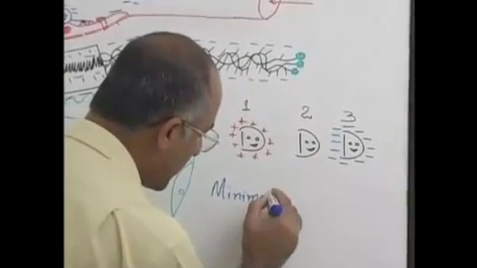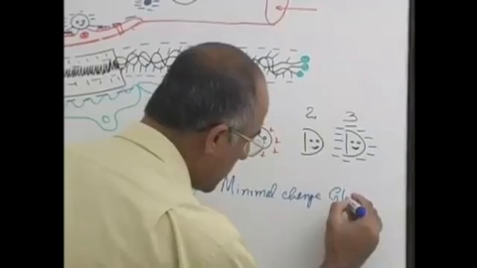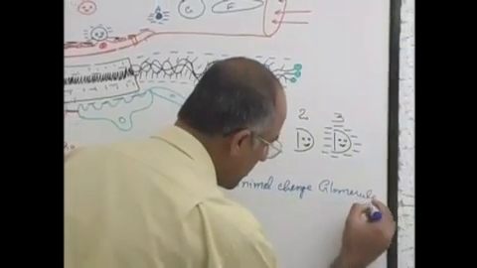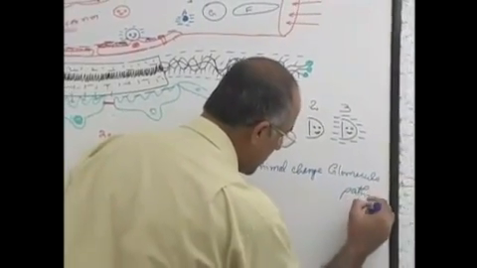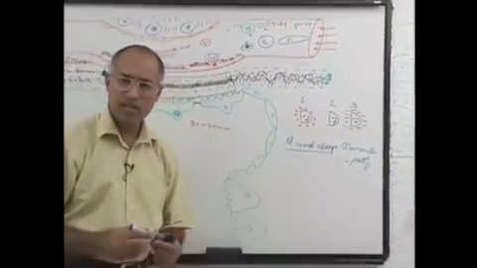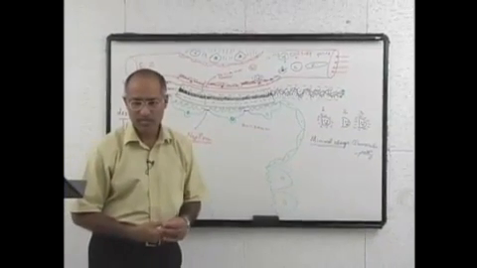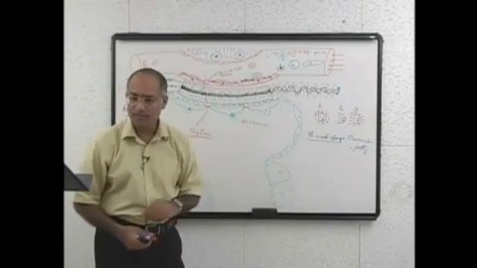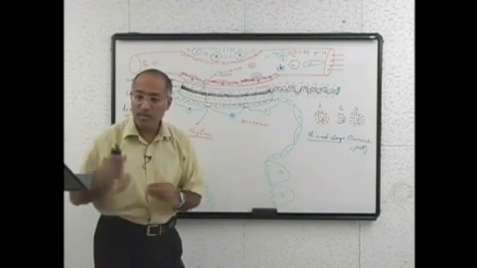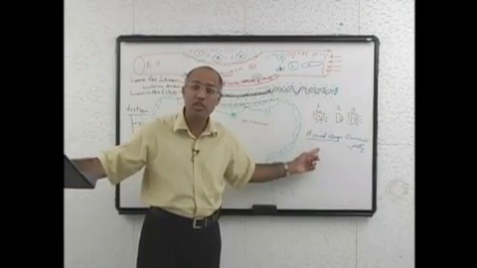Minimal change glomerulopathy. Why do we call it minimal change? In this disease, there is very little alteration in the glomeruli. Rather, under light microscope, you don't see any change in the glomeruli.